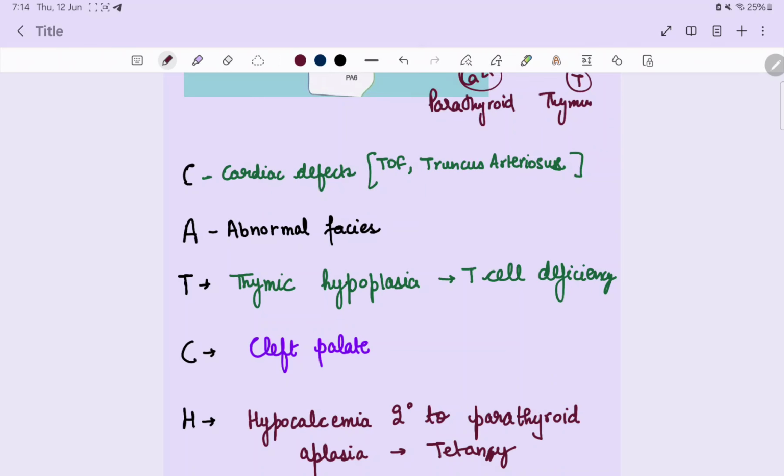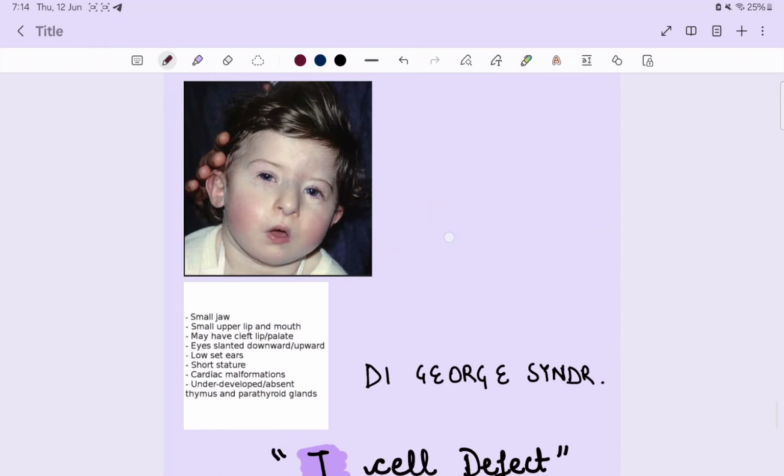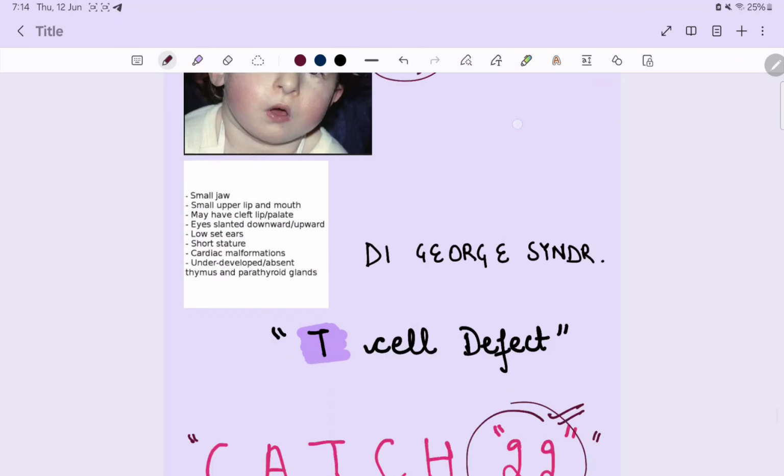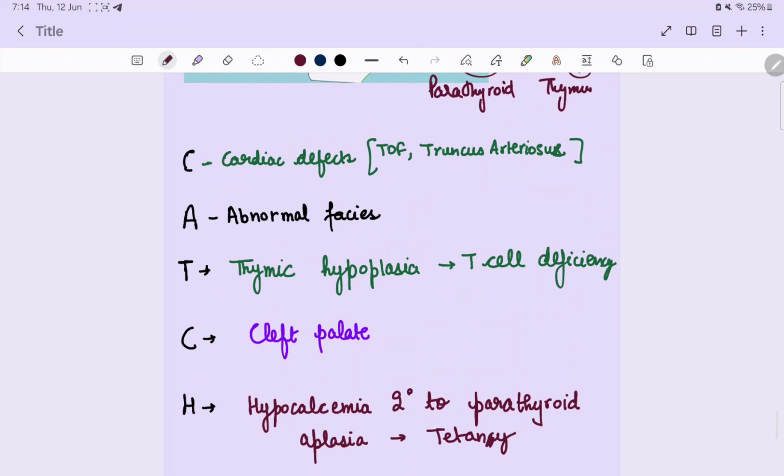C, you have cardiac defects. What cardiac defects? Like tetralogy of Fallot and truncus arteriosus. From A, you have abnormal facies. What happens in abnormal facies? There is a small jaw, small upper lip and mouth, cleft lip and cleft palate are present, low set ears are present, and short stature. So this picture is very important. A is abnormal facies. T is thymic hypoplasia, because the third pouch is not well developed, causing T cell deficiency. And C, cleft palate and hypocalcemia.